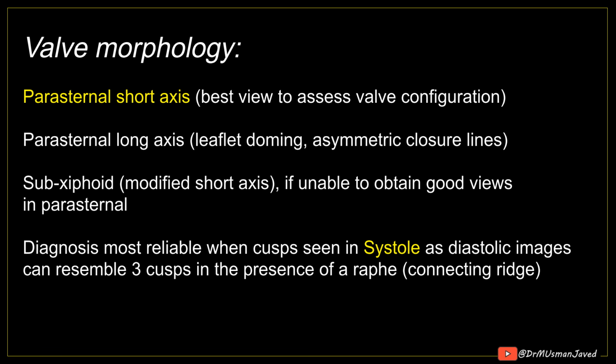Sometimes with some patients, we have poor parasternal windows. And so another place to look, you can actually have a modified short axis in the subcostal views, and you can try to assess the valve there to obtain good windows. The diagnosis is most reliable when the cusps are seen and assessed in systole, because when you're in diastole, you can have things like a bicuspid valve with a raphe that appear to be tri-leaflet. But once the valve opens, you see that some are fused and that you actually have a bicuspid valve.